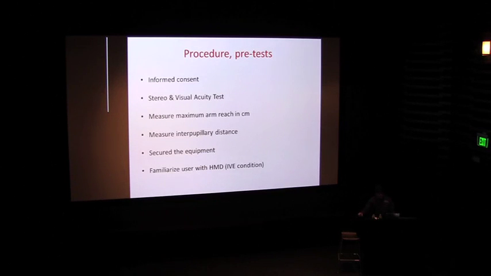So the procedure, the pretest consisted of an informed consent, stereo and visual acuity tests. We made sure that participants had at least 20/40 vision. 20/40 is the visual acuity of the head-mounted display. So their innate vision had to be at least 20/40. We also did a stereo acuity test in order to ensure that participants could see stereo. We measured maximum arm reach in centimeters, and then we measured interpupillary distance. This was used as a parameter in the system, and we secured the equipment to the participant's head.